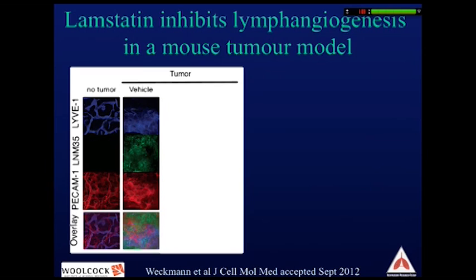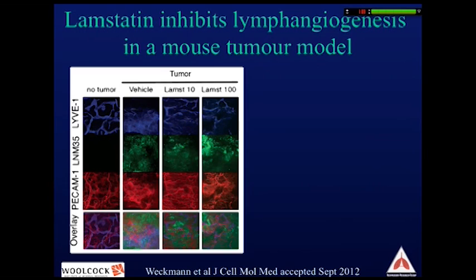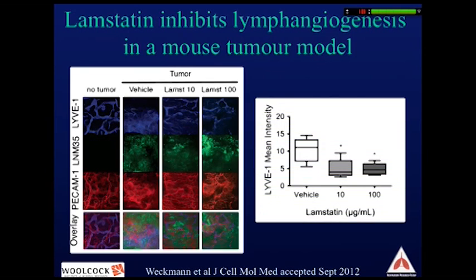angiogenic vessels forming. And when we incubated these animals with Lamstatin at 2 different doses, we found that the development of the lymphatic vessels was retarded, but not that of the angiogenic vessels. And when we quantify this, we see that there's a significant reduction in the intensity of staining for the lymphatic vessels, indicating that this extracellular matrix protein is actively reducing the development of lymphangiogenesis in this model.